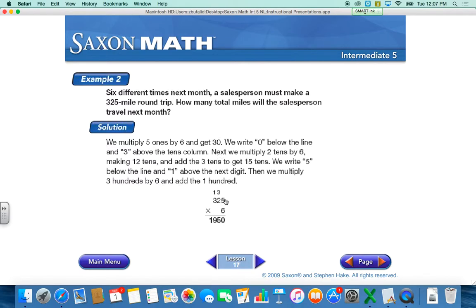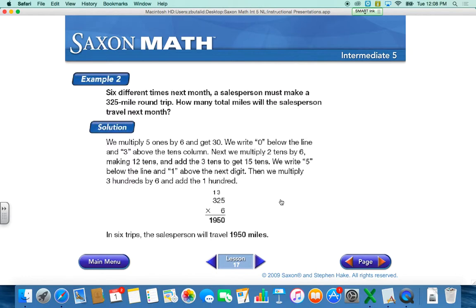Just like I said, just do the multiplication algorithm. 6 times 5 is 30, 0 on the bottom. Regroup the 3. 6 times 2 is 12 plus 3, which equals 15. And then bring down the 5 and regroup the 1. 6 times 3 is 18 plus 1 equals 19.